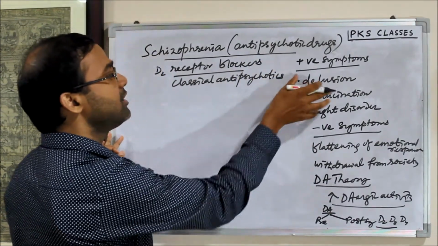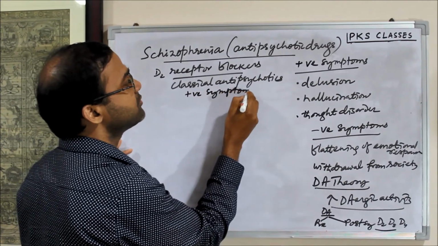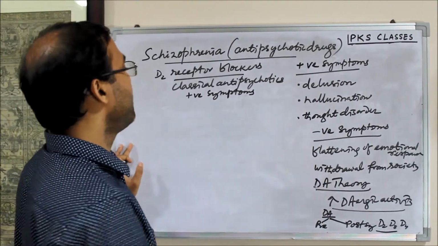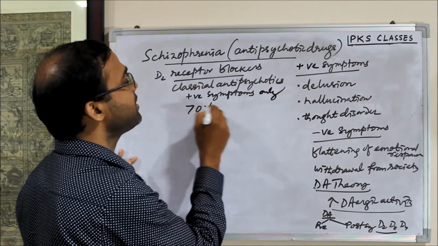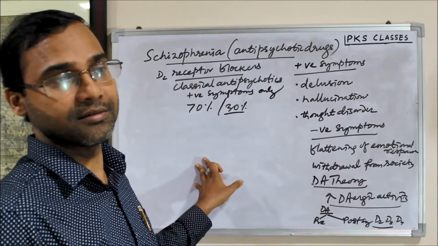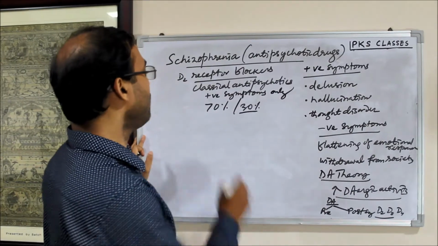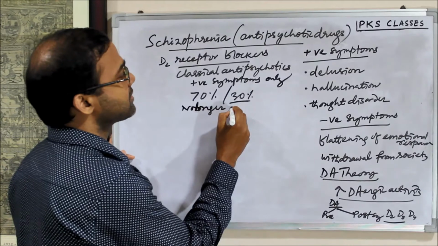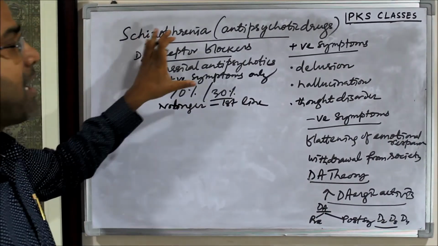They are blockers of D2 receptor, and they show relief from the symptoms, but mainly they only relieve the positive symptoms. They cannot act on the negative symptoms, and they are effective in about 70% of patients. So 30% remain resistant, in whom these drugs cannot cure. And there is a major drawback with these drugs.